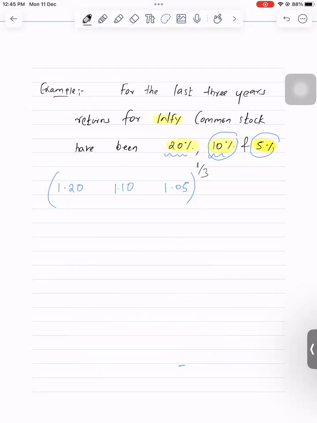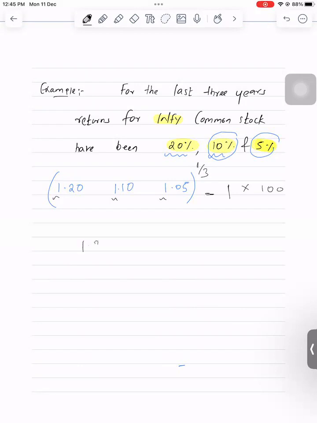And then minus 1 into 100. See, initially what we did, we added 1. 1 is like your principal. Why did we add the principal? To calculate returns. So once returns are ready with us, we will deduct the principal at the end. Initially we are adding 1, and at the end we are removing this 1.